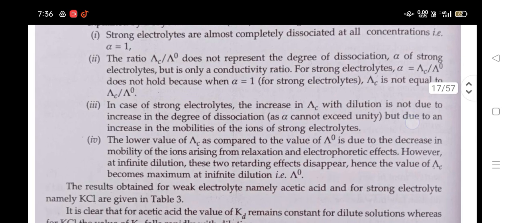Third, in the case of strong electrolytes, the increase in lambda C with dilution is not due to an increase in the degree of dissociation but due to an increase in the mobilities of the ions. Fourth, the lower value of lambda C as compared to the value of lambda naught is due to a decrease in mobility of the ions arising from relaxation and electrophoretic effects. However, at infinite dilution, these two retarding effects disappear. Hence, the value of lambda C becomes maximum at infinite dilution, that is lambda naught.